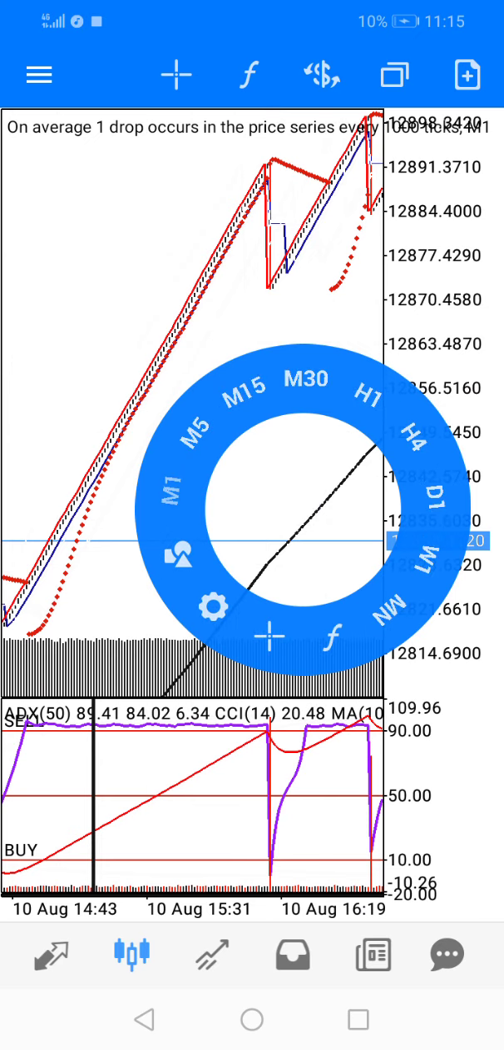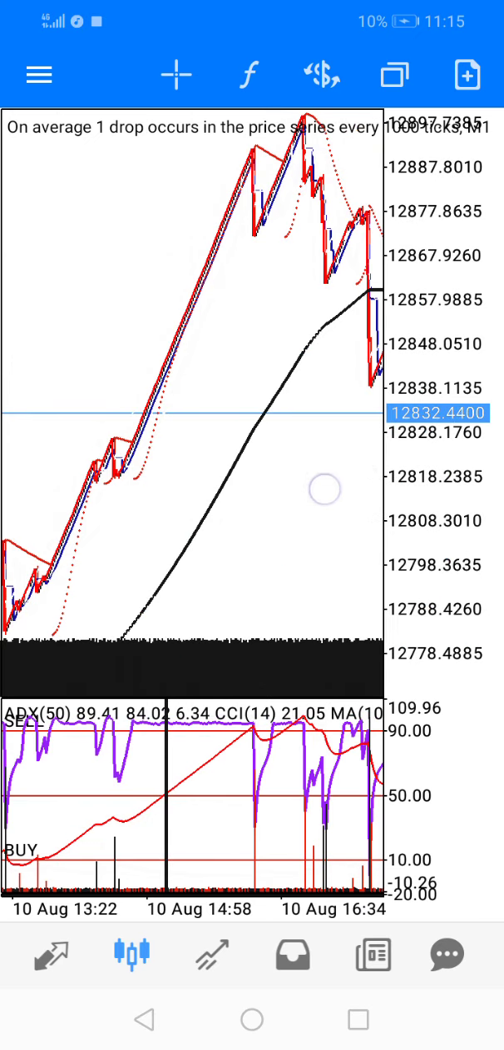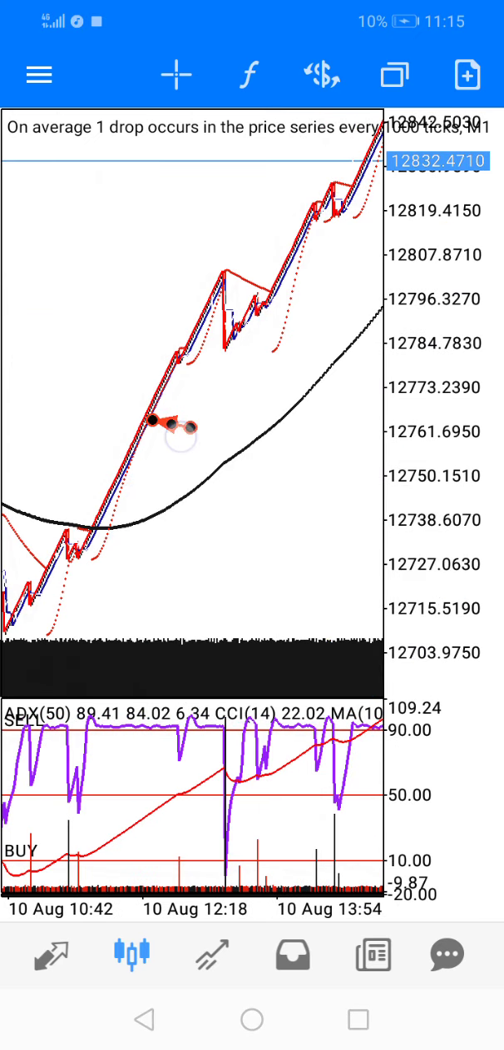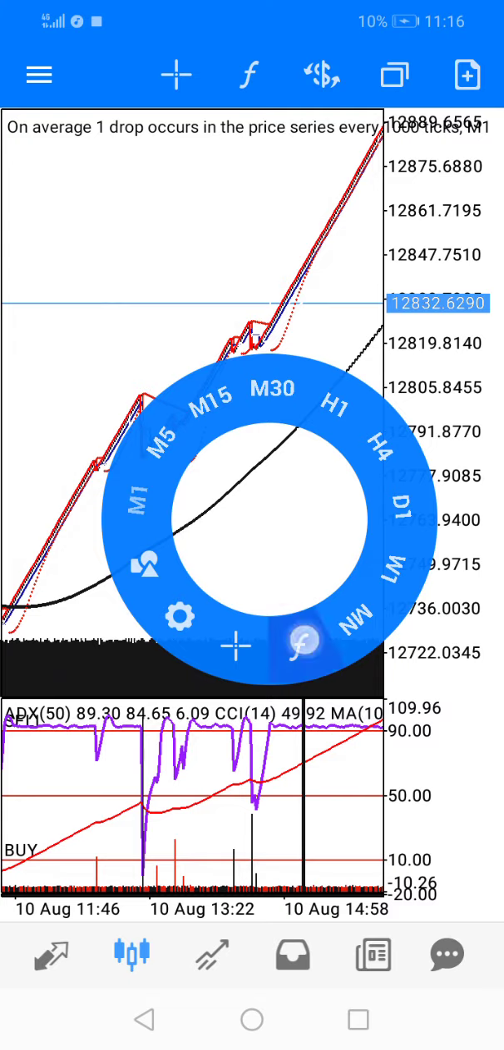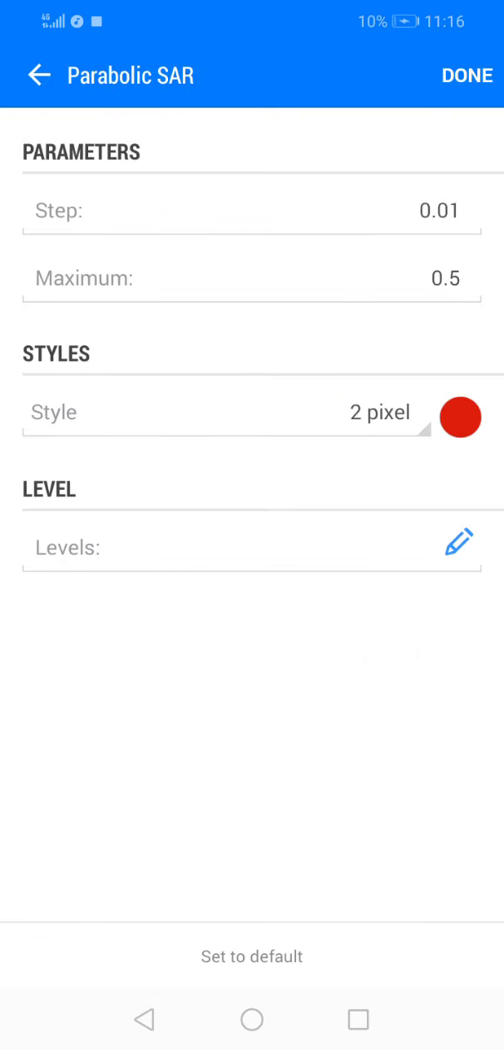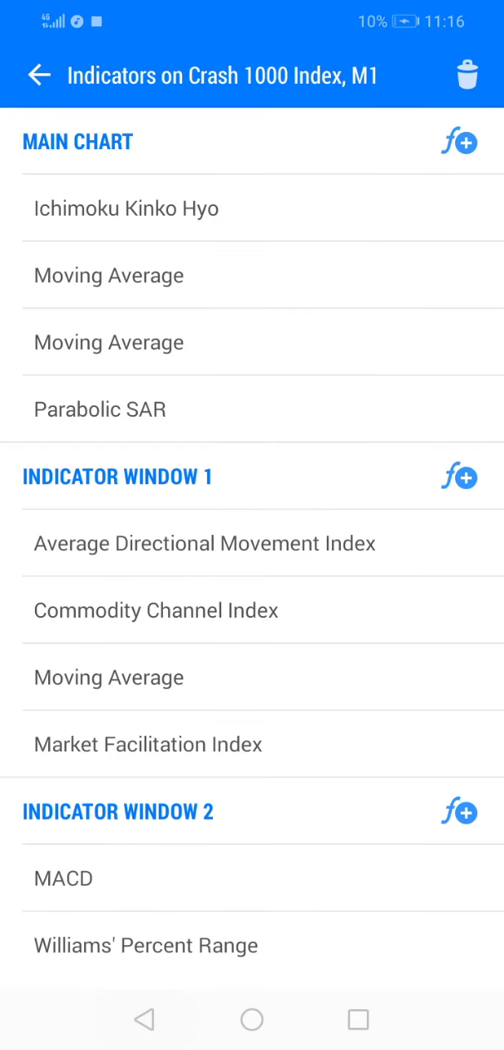This is the moving average right here that we just set. This black line right here, that's the moving average we just set on our main chart. Then the third is the parabolic SAR. Pay attention to it. The step is 0.01, maximum 0.05.